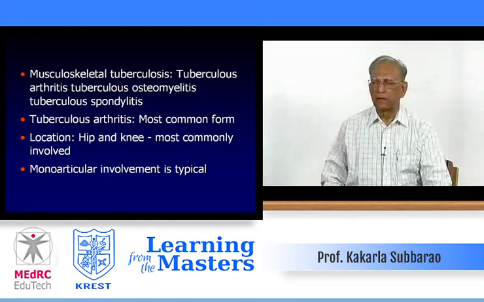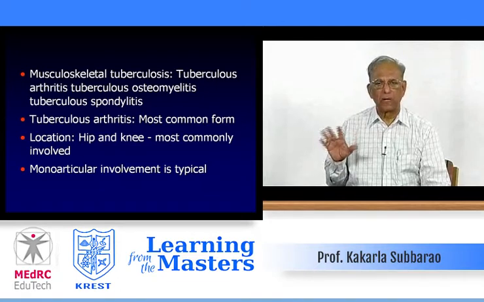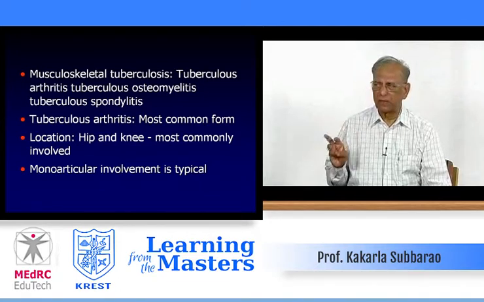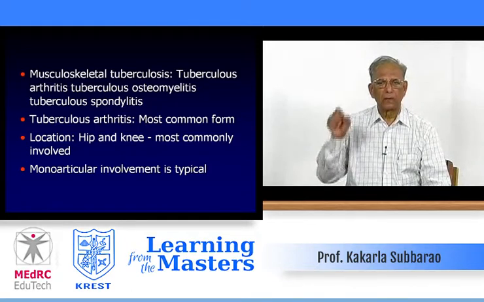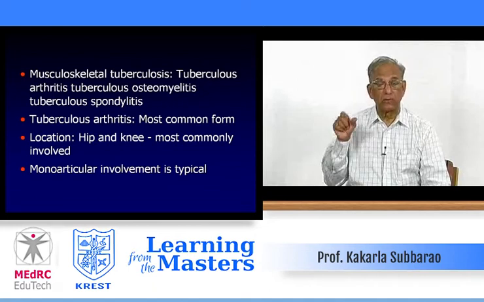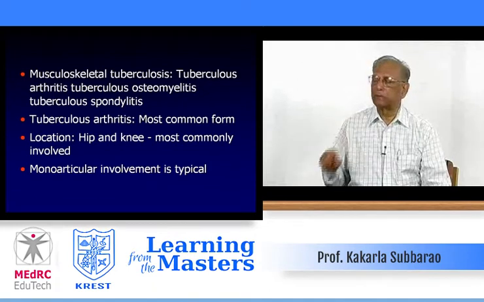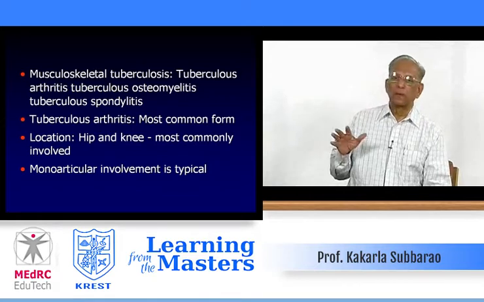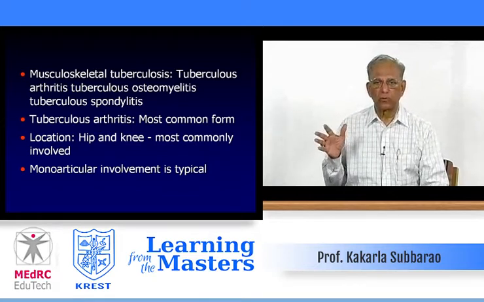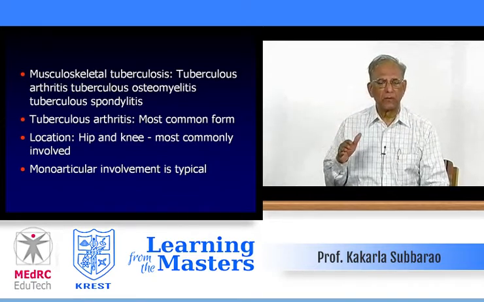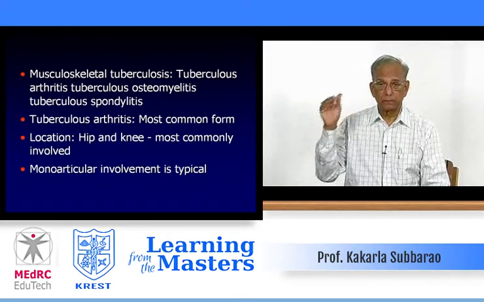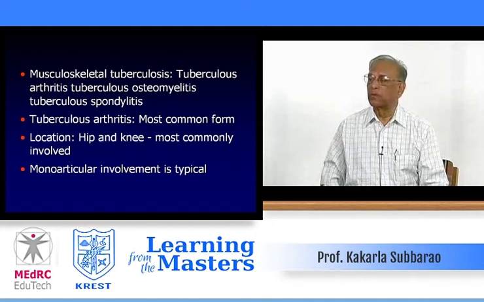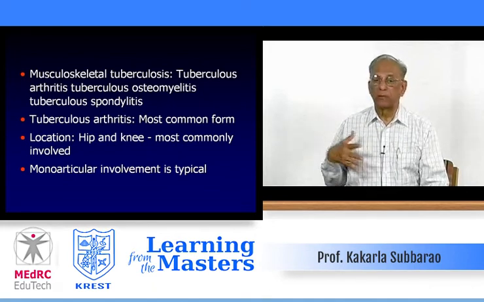As we said earlier, musculoskeletal tuberculosis is common and expresses either in arthritis involving the joints or osteomyelitis or spondylitis. Axial skeleton is involved about 70 to 75% of the time. Arthritis is of course the most common. Osseous tuberculosis say 10 to 25%. The rest of the 80% will be the arthritis or joint form. Location, hip and knee, peripheral joints.